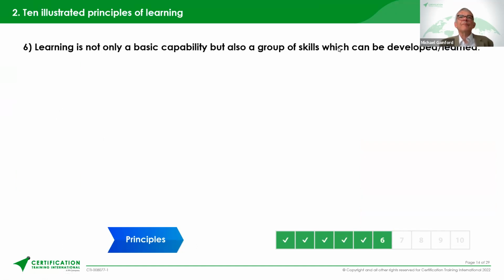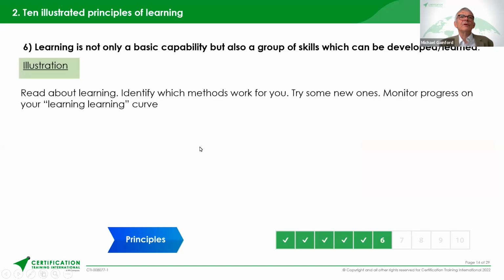And number 6, learning is a good thing, but actually we can proactively choose to build on our learning skills. Again, try not to be passive. So learning is a set of tools and techniques. So let's proactively go about trying to improve our capability in learning. So read about learning, identify which methods work for you, and monitor your progress on a learning curve.